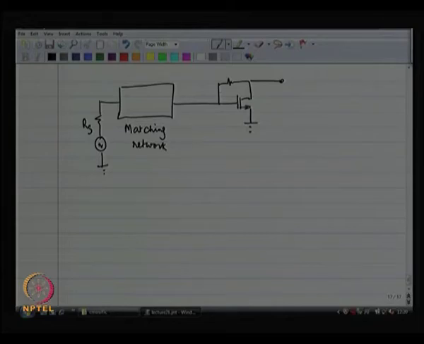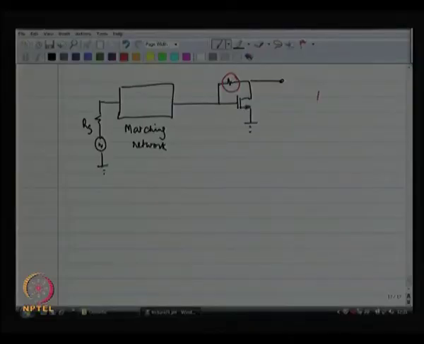You can do your matching. The problem with this kind of a design is that you are using a resistor over here, and a resistor contributes noise, creates noise, all right. And in general a resistor is something which is avoidable if you are talking about a low noise amplifier. So, I would rather not put a resistor over there. So, this is a possible design.